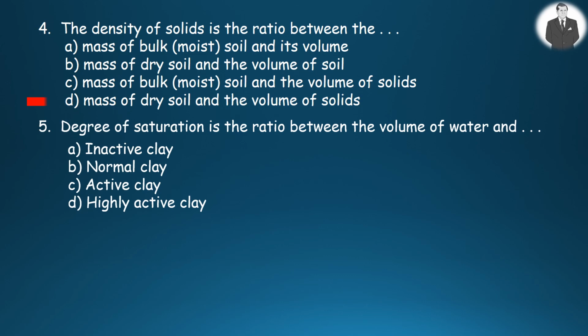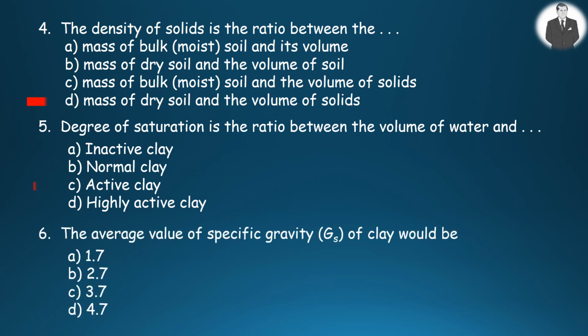Now the fifth question, degree of saturation is the ratio between the volume of water and what? It's easy one. Yes, it is C, active clay. Well done. The sixth question, the average value of specific gravity of clay would be around... you must be joking. No, it's not. Yeah, it is B, 2.7. Congratulations.